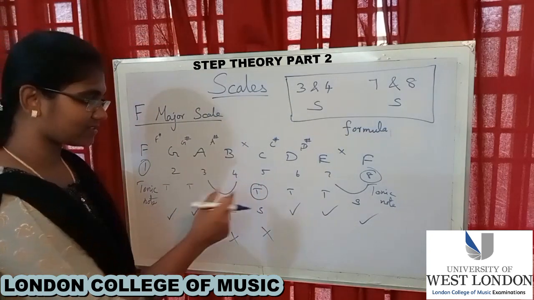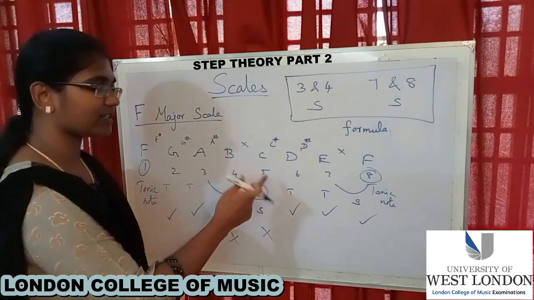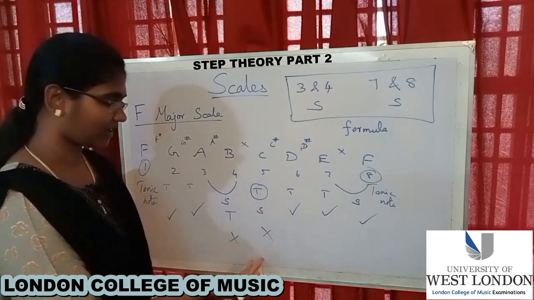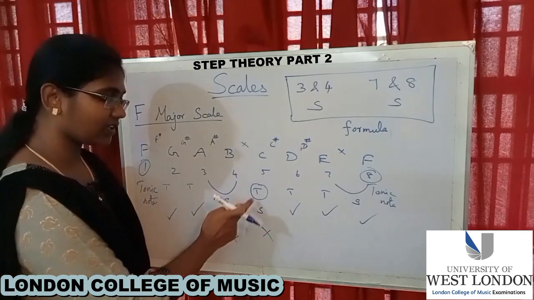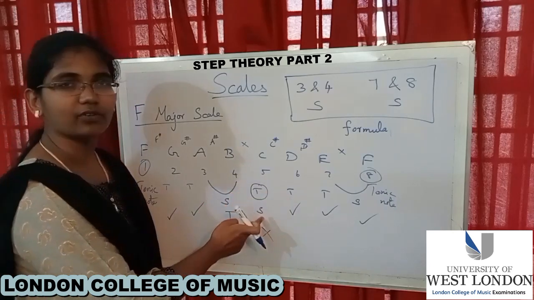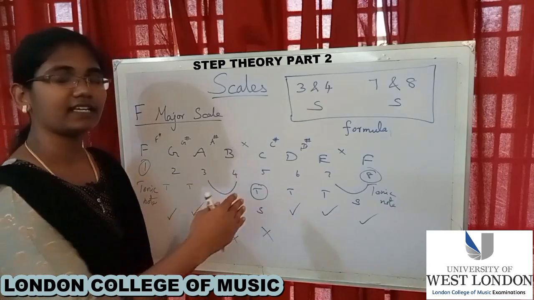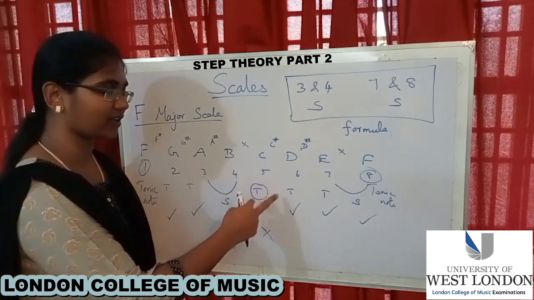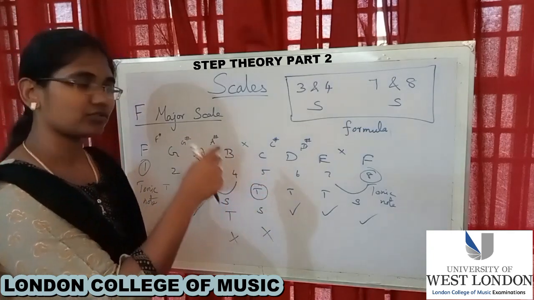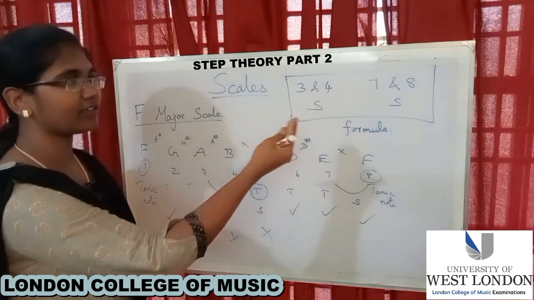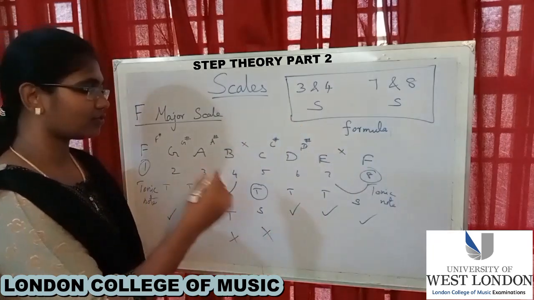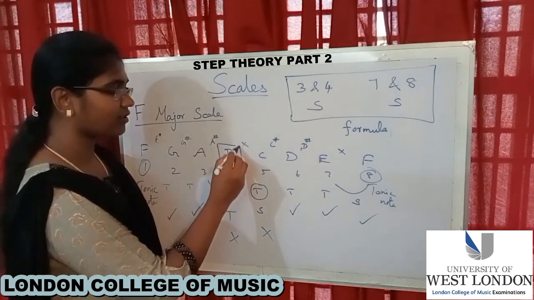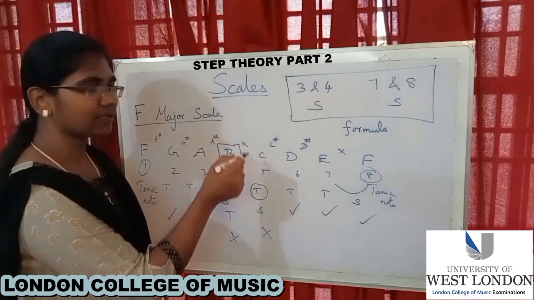3 and 4 must be in semitone, 4 and 5 must be in tone, but it is opposite. So 3 and 4 is in tone, and 4 and 5 is in semitone. So we are making 3 and 4 a semitone, and 4 and 5 a tone. To make that according to our formula, we can use a sharp or flat at the middle of the note.